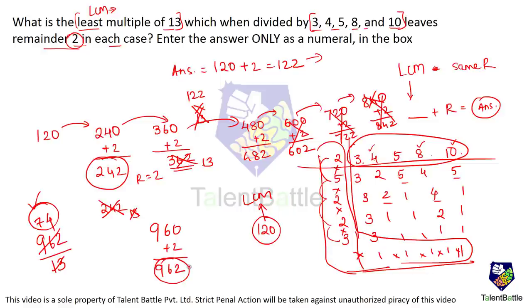You can try to check out here. In each case, remainder is going to be 2. Okay, and it is divisible by all four of them with remainder 2, and it is divisible completely by 13. Okay, so answer is 962.